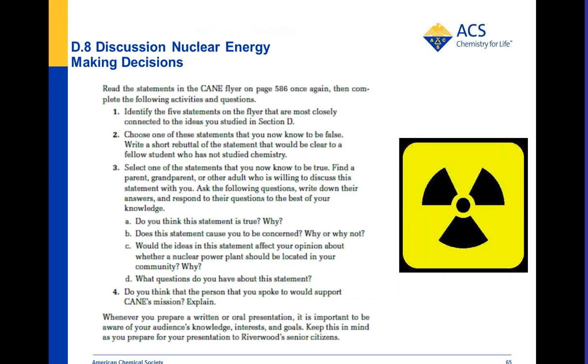The last section is the final section or activity that they'll do before they actually start putting their final presentation together. And here they're evaluating statements, the statements from the Kane Flyer related to the nuclear power plants and nuclear weapons. So they're picking out those that deal with that and trying to look at their validity and how they would present them to the senior citizens.